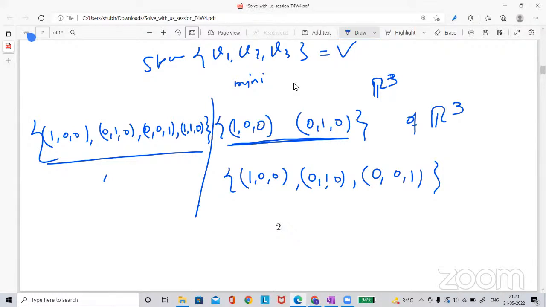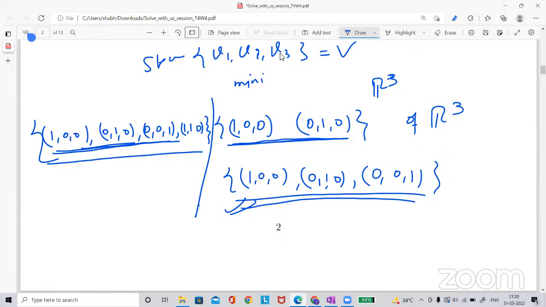Okay. So actually, see, this is not a minimal spanning set, because it spans, but it contains an extra vector. Till here it can generate, but it contains another vector. So it is not a minimal spanning set. But actually, this set is a minimal spanning set, and this set is a maximal linearly independent set. And if a set satisfies that condition, then that set is called a basis of that vector space.